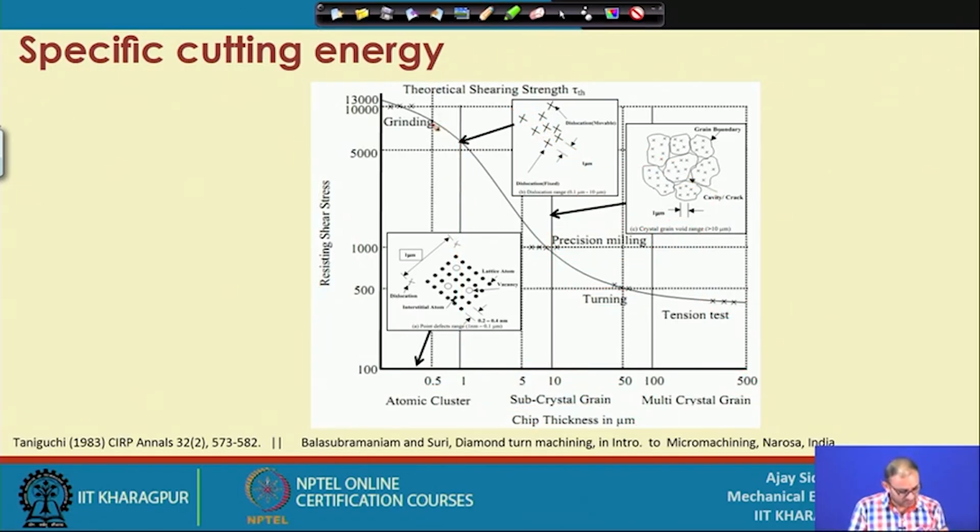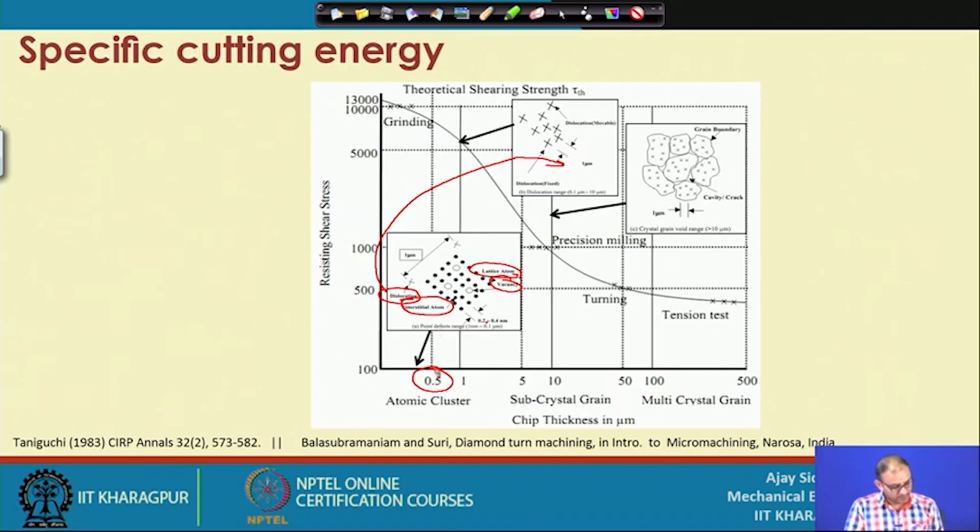Now, further, if our depth of cut is less than 0.5 micron, it will go within this particular dislocation. This is the dislocation we are understanding here. This is the 1 micron. Now we have expanded that 1 micron and we go inside it. You can find there are different types of vacancies, interstitial atoms, and lattice atoms available, and this point defects range is now in terms of 0.2 to 0.4 nanometer.